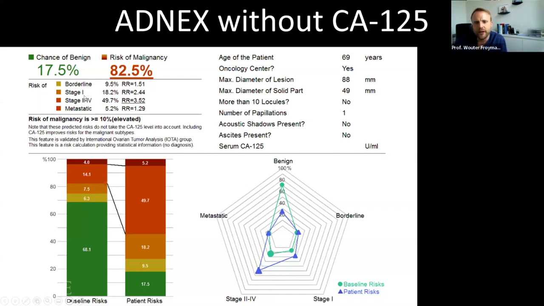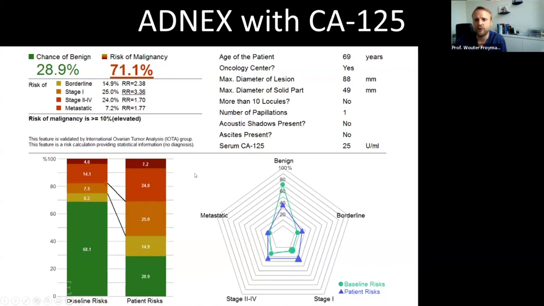If you look at the subtypes of malignancy, you can see here the predictions. Stage 2 to 4 ovarian cancer has the highest risk, almost 50% risk. And this is an increase of the risk of 3.5 times. So it's a big relative increase for our patients. So this risk is in an advanced stage ovarian cancer.